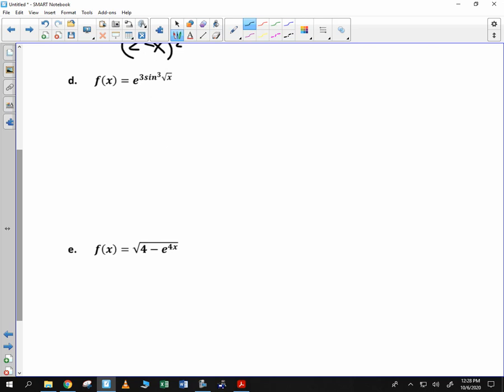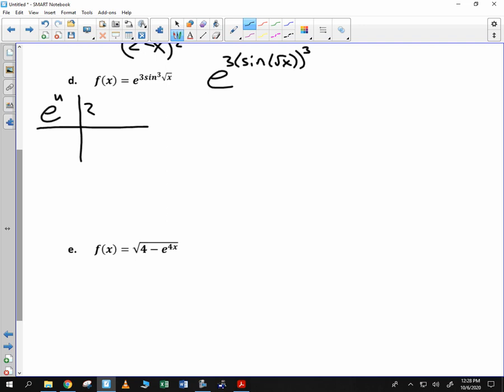This function can be written as e to the 3 sine of the root of x, that quantity cubed. So this cube is cubing the sine operation. And if I write it like that, you would be correct to say that I set it up as the chain rule.